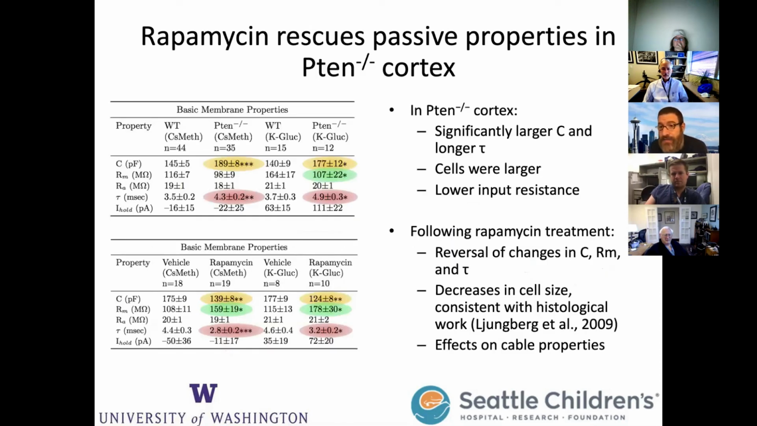In PTEN negative cortex, you have the exact opposite problem. These cells are large, they have a large capacitance and a lower input resistance, which to me means that from a passive standpoint, electrical signals are dampened. After you give them rapamycin, you get a reversal of that phenotype. The cells get small again, which is consistent with what we see histologically when we treat animals that are, for instance, tuberous sclerosis type animals. And again, input resistances go up and those cell signals passively are amplified again.